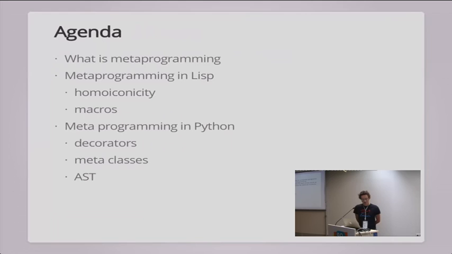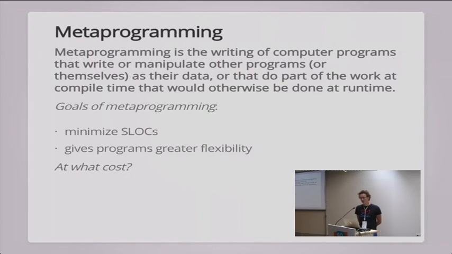So this is the definition I found on Wikipedia about metaprogramming. I don't know if it's the best one, but let's go with this one. Metaprogramming is the writing of computer programs that write or manipulate other programs or themselves as their data, or that do part of the work at compile time that would otherwise be done at runtime. This is still not very clear, but I think we're going to see in some examples what this really means. I manipulate the program itself. Well, I'll show you later what that means.